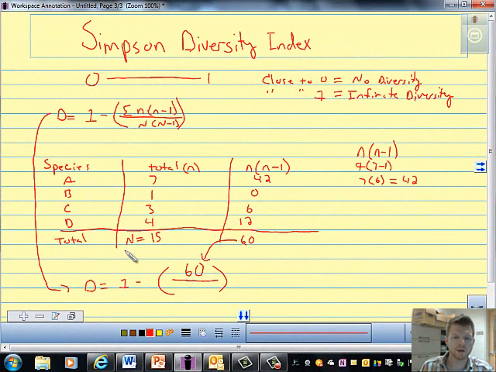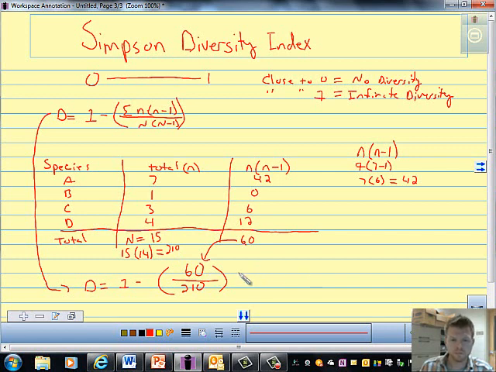Now I need to figure out the bottom. So over here, we want to take N times N minus 1. We know N was 15, times 15 minus 1 is 14. That number equals 210. I'll put that number down here.